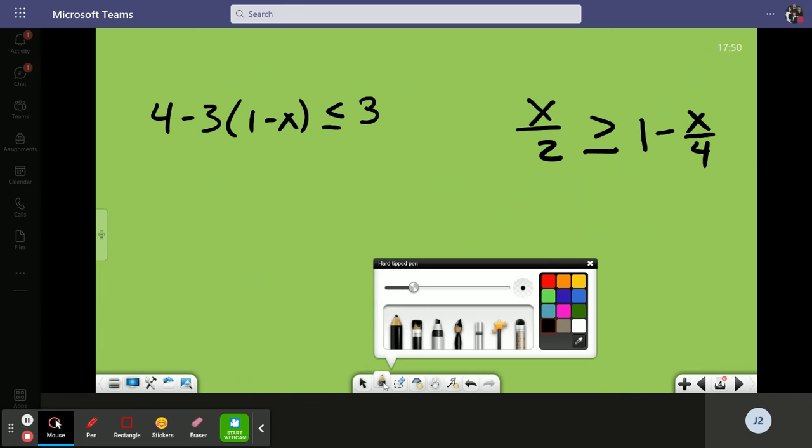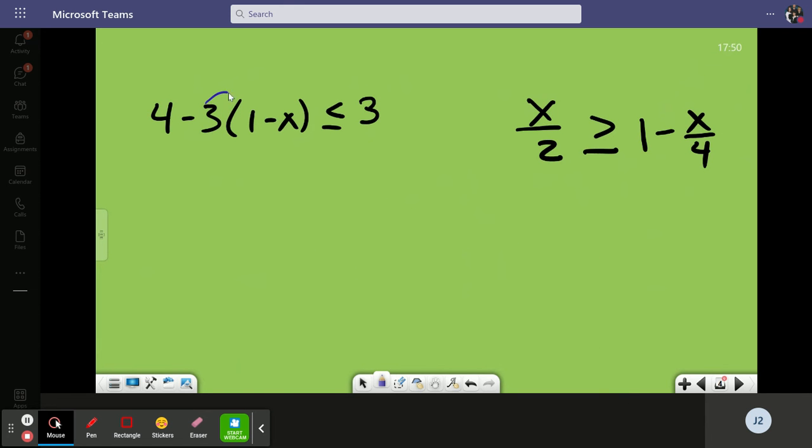Did we start with distributing that negative 3? Make sure that you distribute a negative. So I have 4 minus 3. Negative 3 times 1 gave me a minus 3. Negative 3 times negative x gives me a positive, is less than or equal to 3.